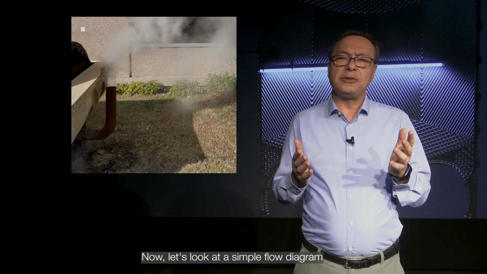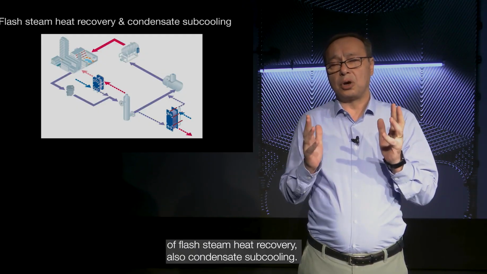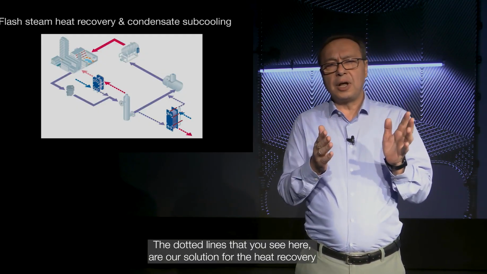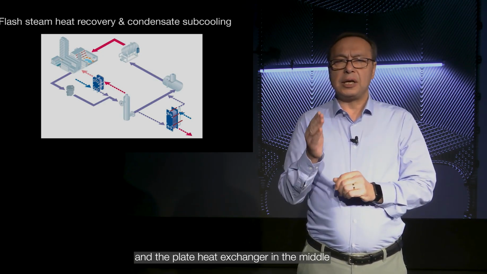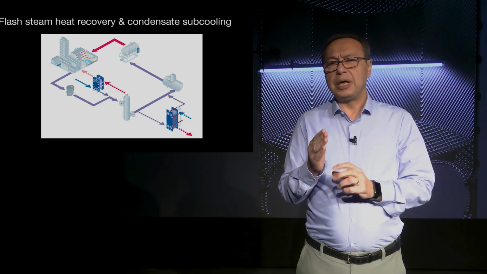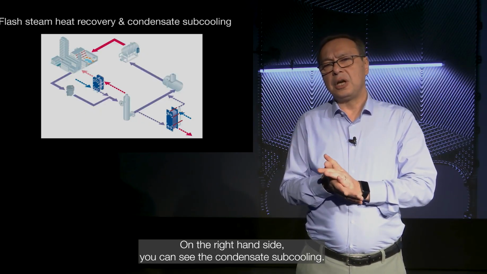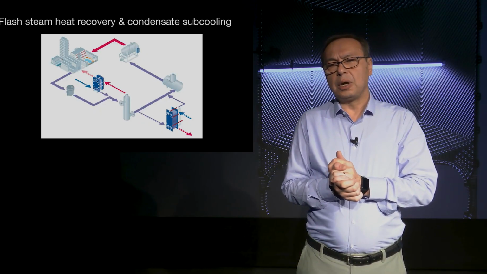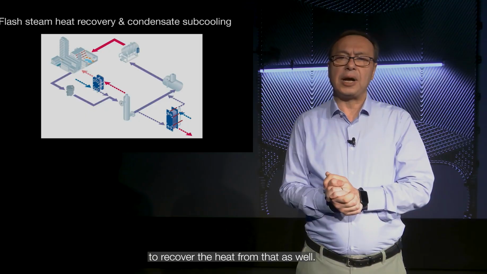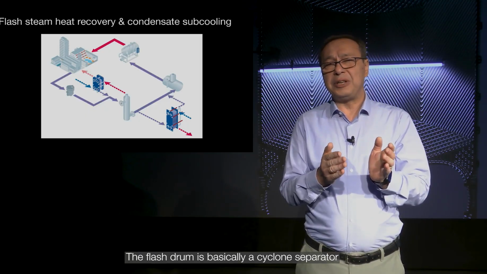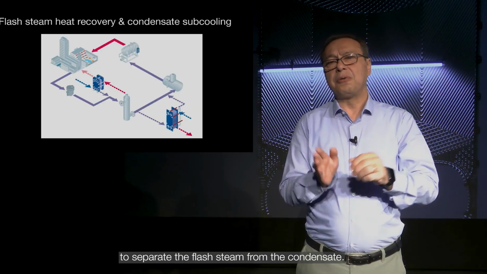Now let's look at a simple flow diagram of flash steam heat recovery, also condensate subcooling. The dotted lines that you see here are our solution for the heat recovery. The plate heat exchanger in the middle is our heat recovery unit. On the right-hand side, you can see the condensate subcooling. If you are throwing out the condensate, we can certainly help to recover the heat from that as well. And the flash drum is basically a cyclone separator to separate the flash steam from the condensate.